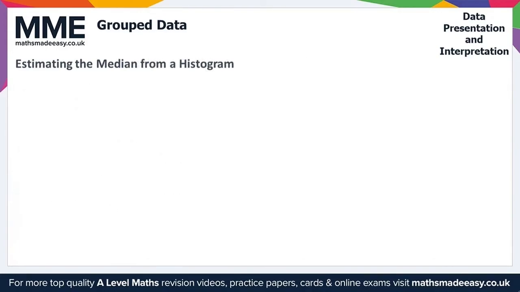And finally, let's take a look at estimating the median from a histogram. To estimate the median from a histogram, we use linear interpolation. This is where we assume that within each block, the frequency is evenly spaced. To find the median, first find sigma f and divide it by 2 to find the position of the median. Since this is an estimate, if we obtain a decimal, we can treat it as if it is a whole number position. Then find which block the position falls into, and then within that block, find where it lies.